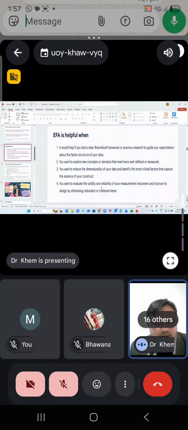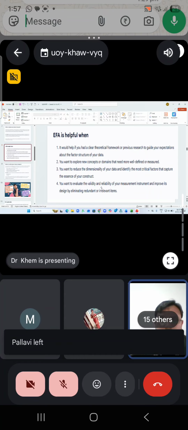No, it will not. It means that we have to put that kind of statement into our questionnaire which really measures what you want to measure. So validity means whether your questionnaire is measuring what you actually want to measure. That validity of each and every statement is good or not.